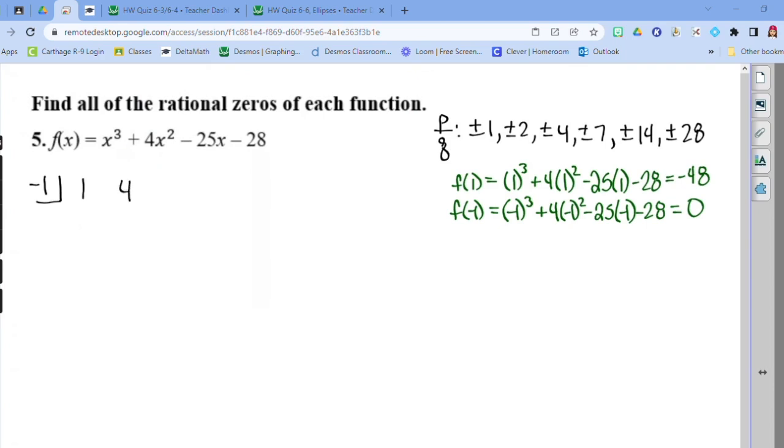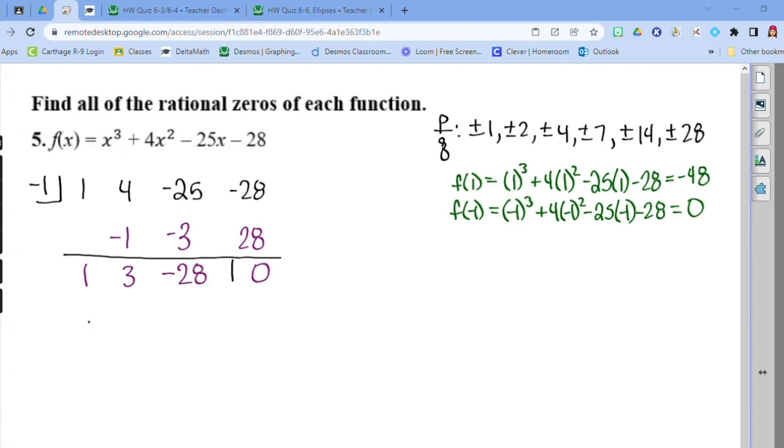So 1, 4, negative 25, negative 28. Drop down the 1. 1 times negative 1, negative 1. Add those two, we end up with 3. 3 times negative 1, negative 3. I get negative 28 when I add those two. Multiply, I get a positive 28, remainder of 0. So x squared plus 3x minus 28 equals 0.